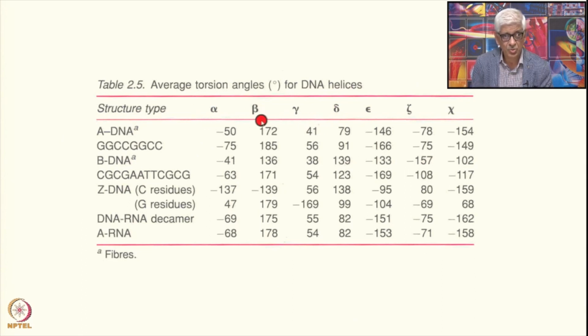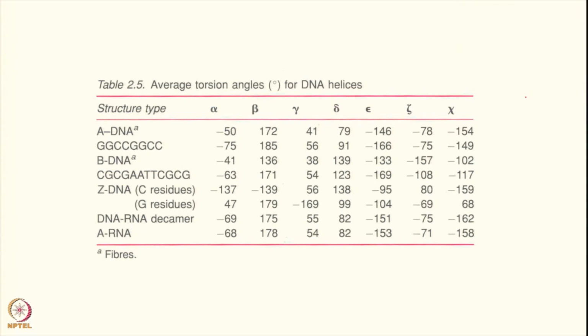So the alpha is between -50 to -75, and in B-DNA it has -41, which is slightly lower compared to these. The beta angle is 172 to 175, and here in B-DNA it is smaller, 136. And the gamma and delta are along the backbone. So along the backbone you have these different torsion angles.